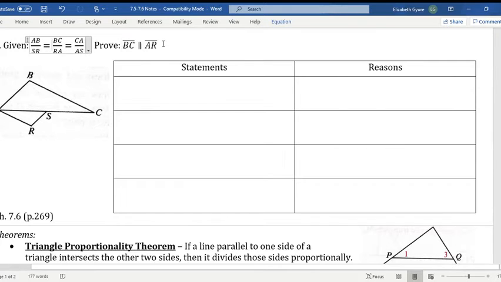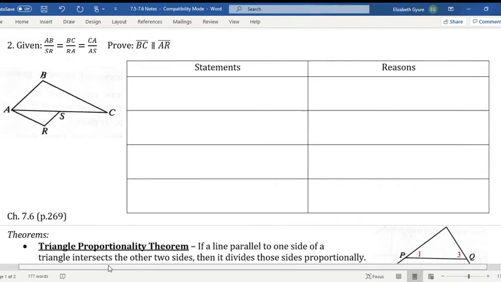I don't know why that's hard to read. That's okay. This says, I just don't want you guys to not be able to tell the difference between the R's and the A's. So this says AB to SR equals BC to RA equals CA to AS. I'm not sure why the bottom there got cut off. We're going to prove that BC is parallel to AR.